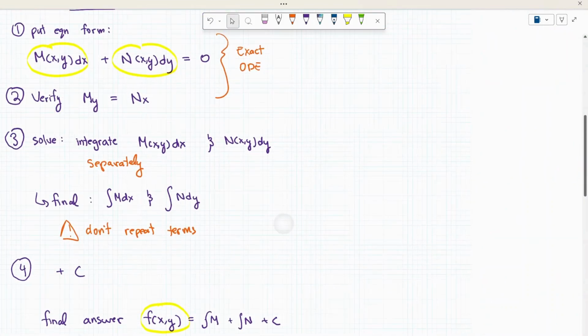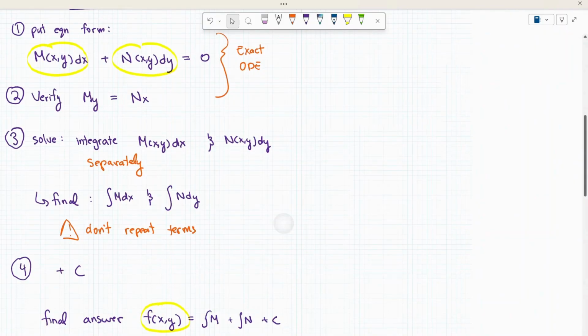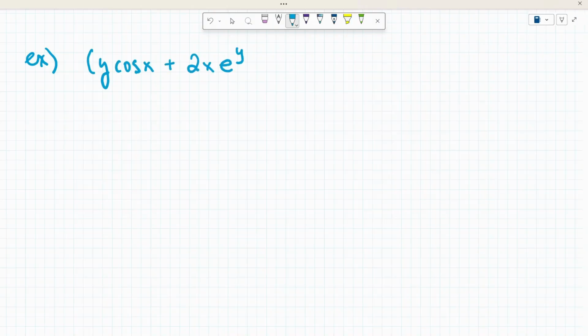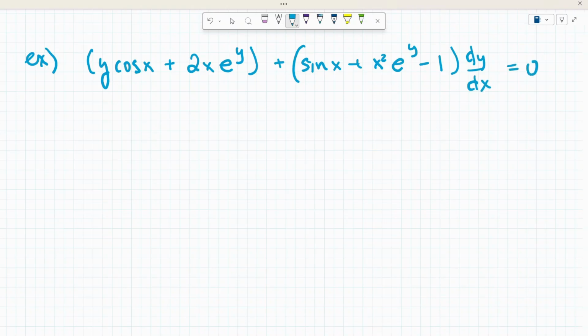Okay, so now that you have this 3 or 4 step process, we're going to go through an example step by step, and we're going to see all of these processes in action. So our example today is going to cover the following function. We have y cos x plus 2x times e to the power of y plus sine x, I'll put this all in brackets, plus x squared e to the y minus 1, dy over dx equals 0. So this is our differential equation.